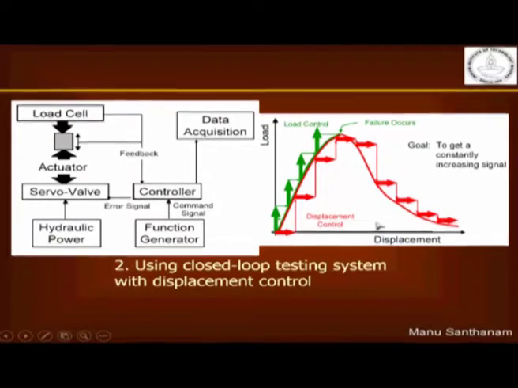Now you are able to get, without failing your specimen, a complete stress strain response, and you can calculate some sort of a parameter like the toughness or ductility by measuring the overall area under this graph. The area under the graph is basically your ductility of the system or strain energy released in the system.